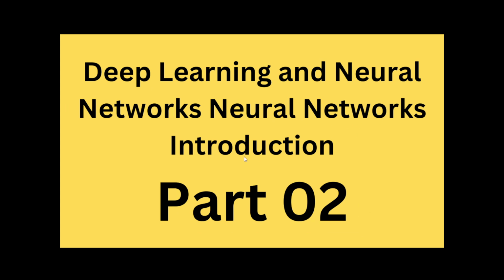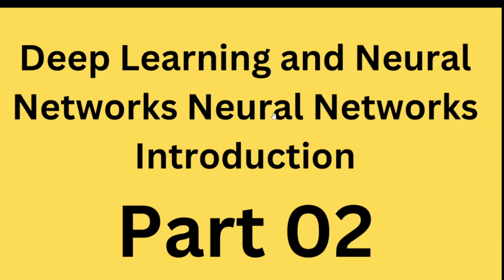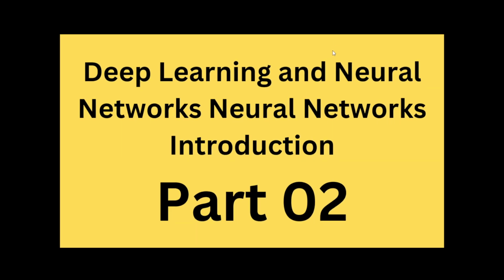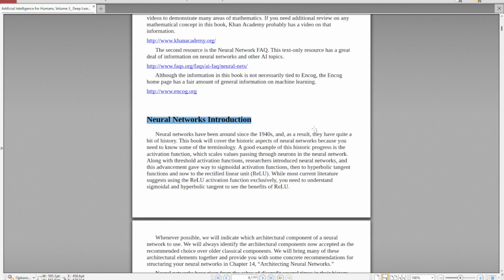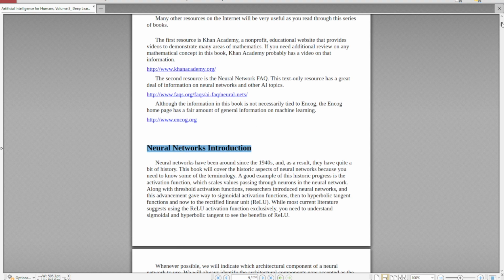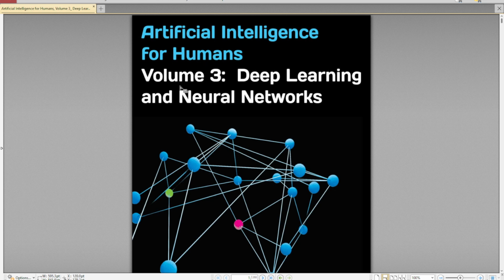It's an introduction to what a neural network is. It's not about what a neural network actually is. I'm just focusing on the book, and I will share the reference of the book with you. This is the book, Artificial Intelligence for Humans, Volume 3, Deep Learning and Neural Networks.